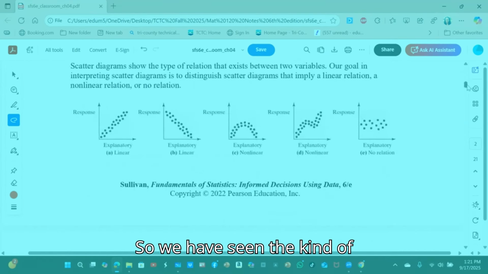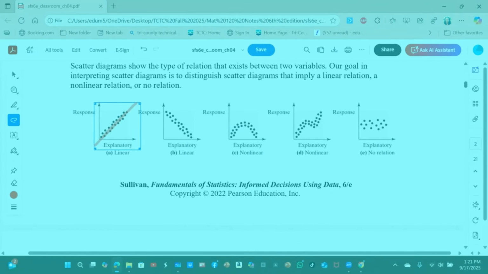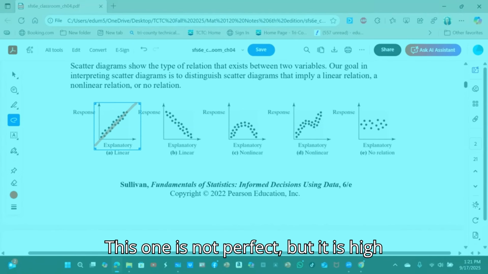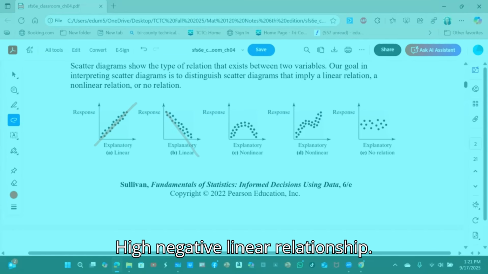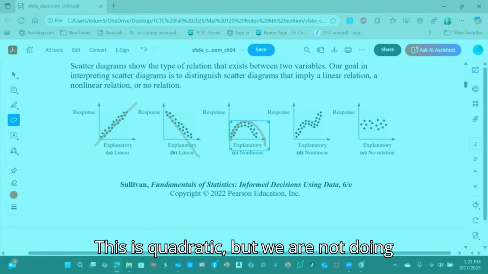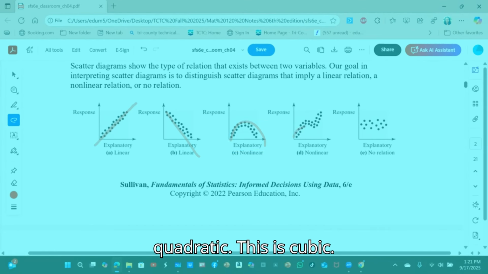So we have seen the kind of scatter plots we can have. This one is not perfect, but it is a high positive linear relationship, a high negative linear relationship. This is quadratic, but we are not doing quadratic. This is cubic. This is no relationship.